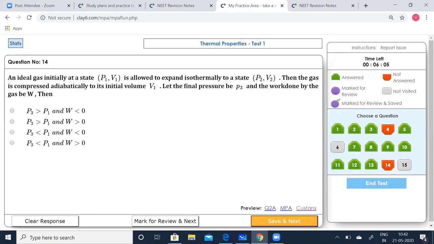An ideal gas initially at a state P1, V1 is allowed to expand isothermally to a state P2, V2. Then the gas is compressed adiabatically to its initial volume V1, let the final pressure be P3 and the work done by the gas be W. Then, let us quickly draw the graph.